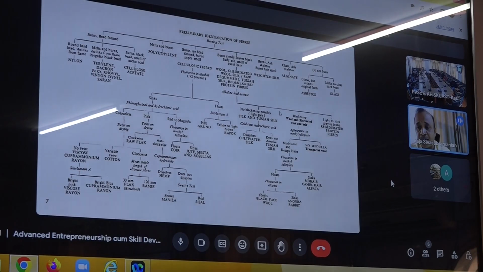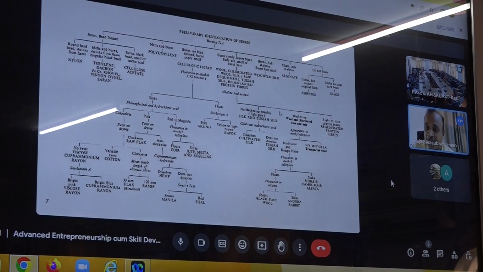Then we go to the microscopic analysis, in which we can see the medulla and the camel hair. If medulla is there, then it is carpet wool or Angora wool. If there is no medulla, then again it is a possibility that wool or Pashmina is there.